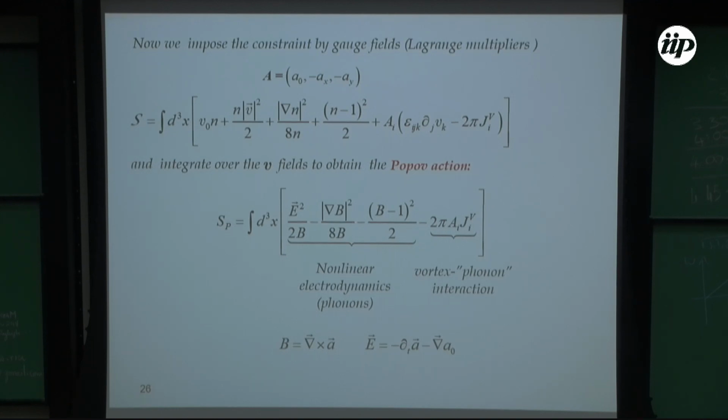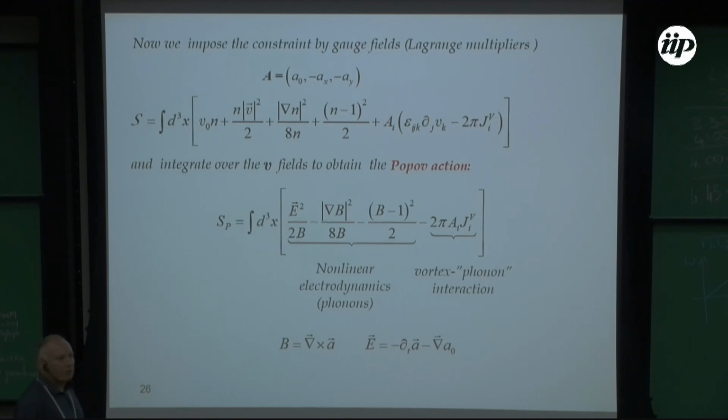Now, what Popov did is essentially he erased this B in the denominator, and then he gets something which is Lorentz invariant, which applies at very large distances. But we want to see what happens on the level of a core, so we cannot do that, and we have to keep all of this. This is exact. There is no approximation here.